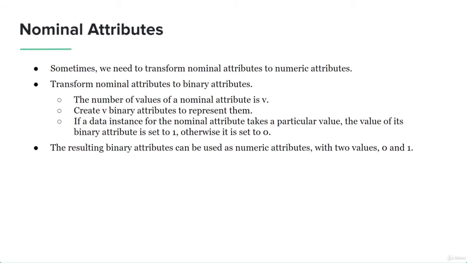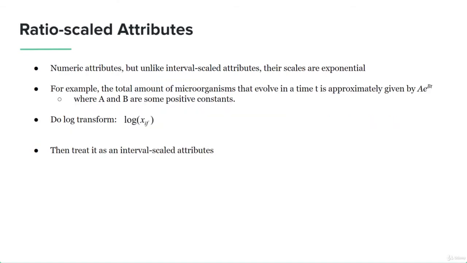Now let's move on to the nominal attributes. Whenever we're dealing with nominal attributes, we need to understand that there is sometimes a need to transform the nominal attributes to binary attributes, so that we only deal with two classes. If the number of values of a nominal attribute is v, we create v binary attributes. If a data instance for the nominal attribute takes a particular value, the value of its binary attribute is set to 1, otherwise it is set to 0.